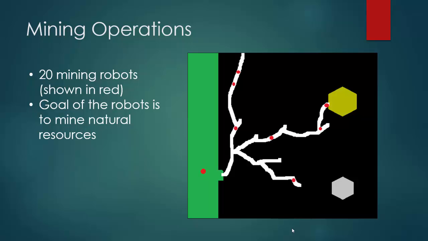So today we're going to be discussing mining operations, and how we're going to use the ant foraging simulation example to create a mining operation that will have a similar goal. For our particular simulation, we're going to be using 20 mining robots. If you look at the diagram shown, the little red dots show the robots that are going to be used during our simulation. Since this is mining operations, the goal of these robots is going to be to mine natural resources, which we're going to talk about on the next slide.